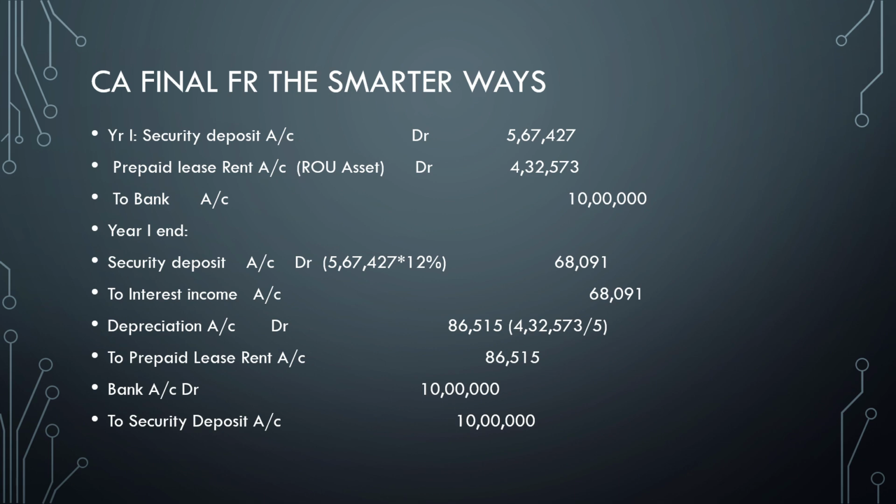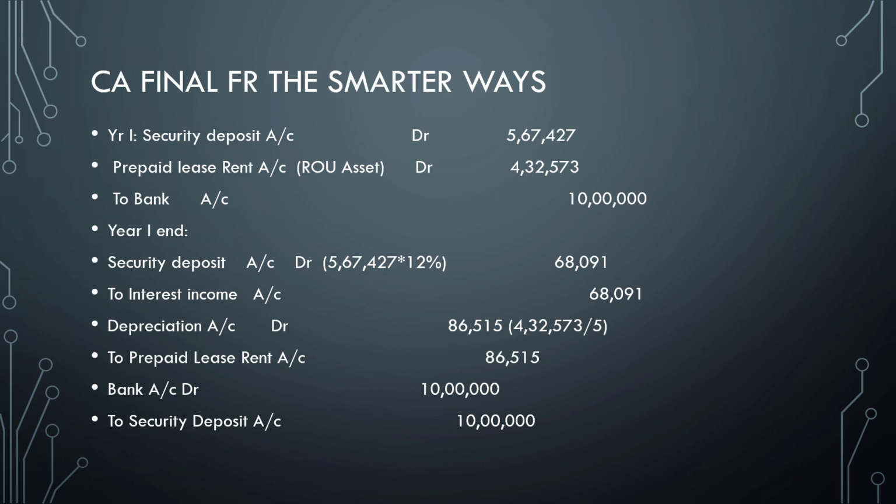Year 1, and what is the entry? Security deposit account debit 68,991. How did we get this? 567,427, that is the security deposit amount, into the interest income rate, that is 12%. And next is depreciation to prepaid lease rent, that is 432,573 by 5. Then bank to security deposit.